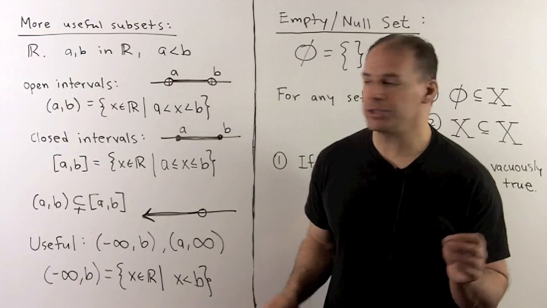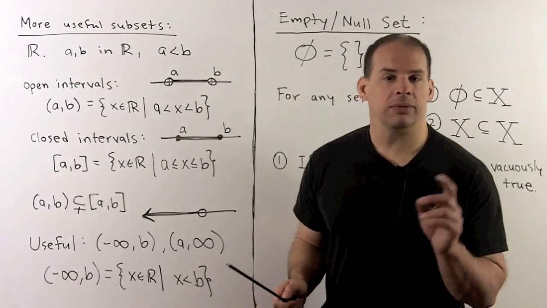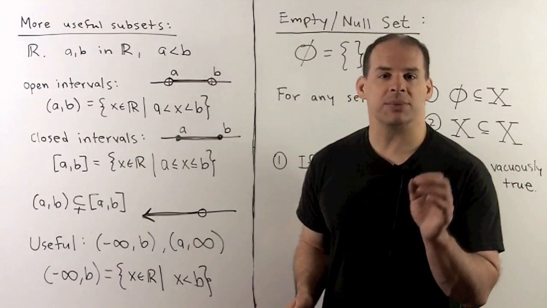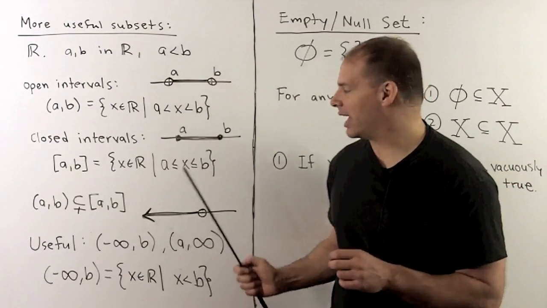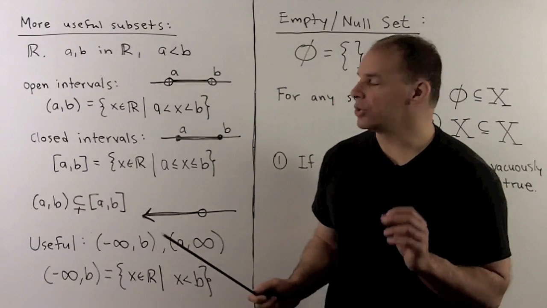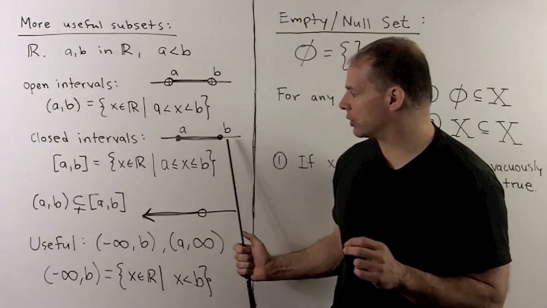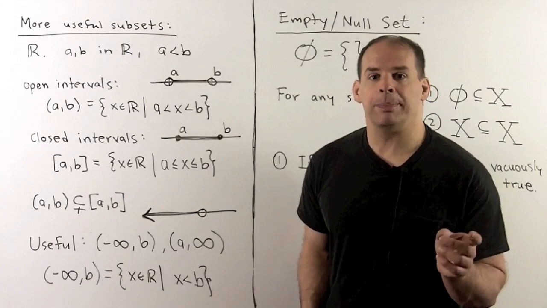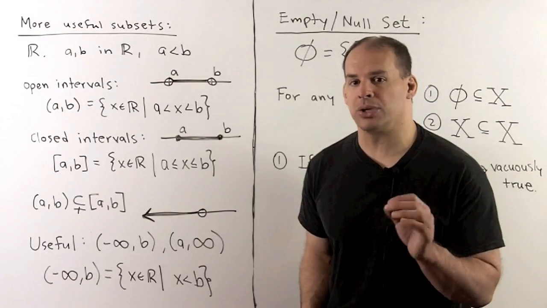Likewise, we have closed intervals. For notation, we'll put a and b in brackets. This is the subset of real numbers x, such that x is between a and b, including a and b. So same picture, except we fill in the circles. Note, the open interval (a, b) is a proper subset of the closed interval [a, b].